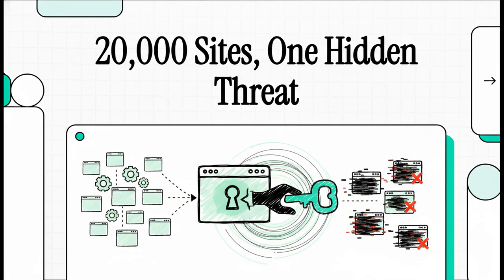Imagine this, over 20,000 websites, all using a popular tool to make their sites look amazing. Now imagine a secret backdoor was intentionally built into that very tool, just waiting for someone to find it. This isn't a movie plot. It's a real threat that was hiding in plain sight. Let's dive in and see how this digital heist was set up.